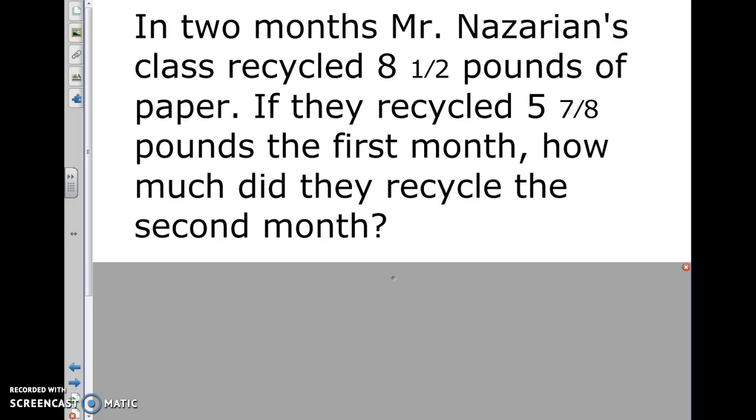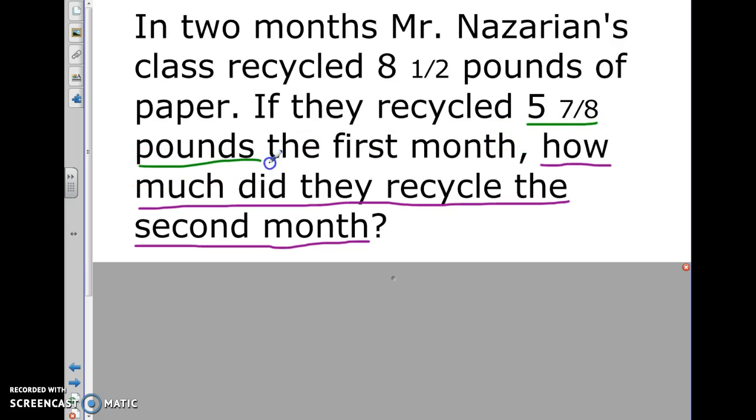So as you know, and we've talked about many times, the first thing that we do when we're looking at a word problem is focus in on what's the question. What is it that we're trying to solve? And the question is, how much did they recycle the second month? We're not given that information. We need to solve for that information. But we are given some important information that's going to help us solve this. And that is how much they recycled the first month, and how much they recycled altogether for both of the months.